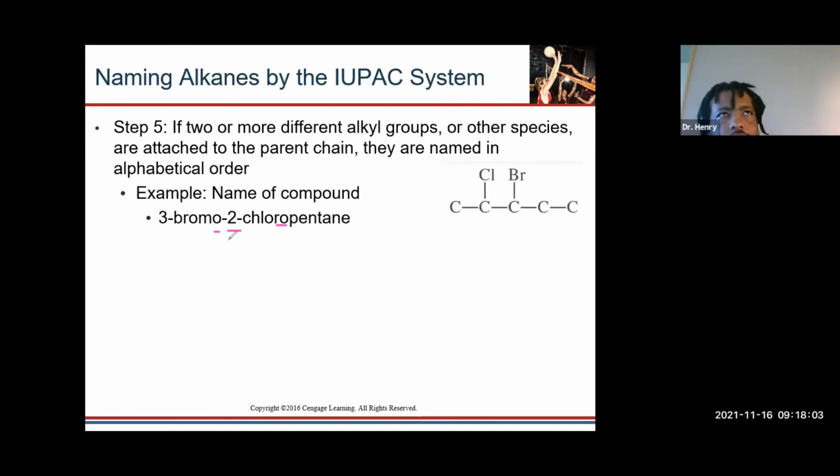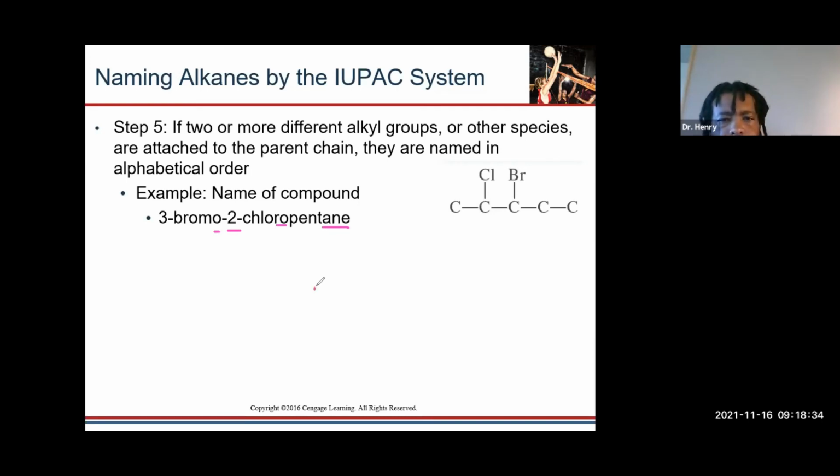Now, these halides are always going to be side chains, right? They may be part of the main chain, but even then, they don't have priority. The -ane, the -ene, or the -yne would have priority over these guys, okay? So they would always be, as I said, side chains or substituents, okay? Do you guys understand that?